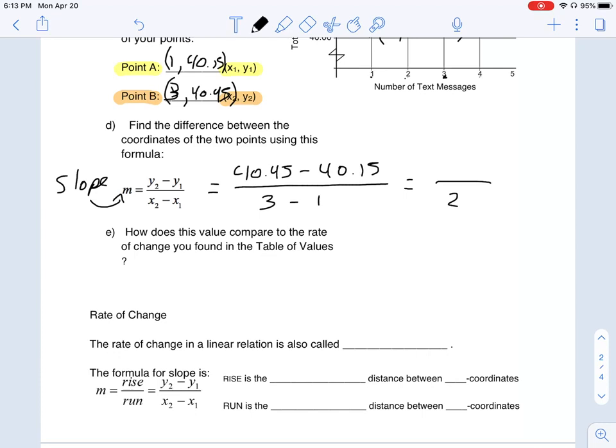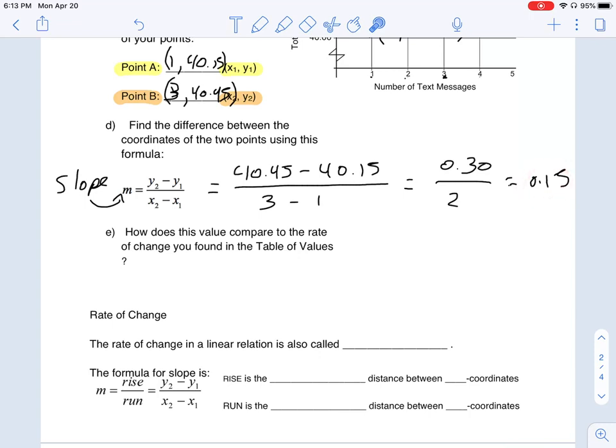And then 40.45 minus 40.15 is 0.30, which when I take 0.30 and divide it by 2, what do I get? Well, I get 0.15. So using our slope formula and taking 2 points along the line, we can calculate the first differences, or the rate of change.